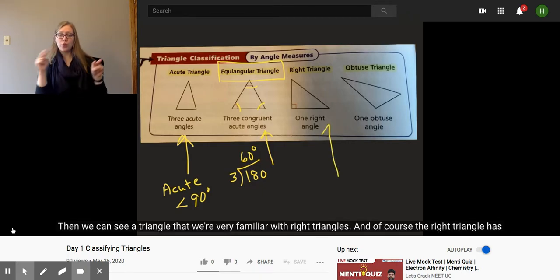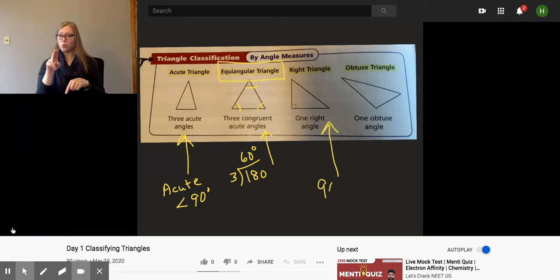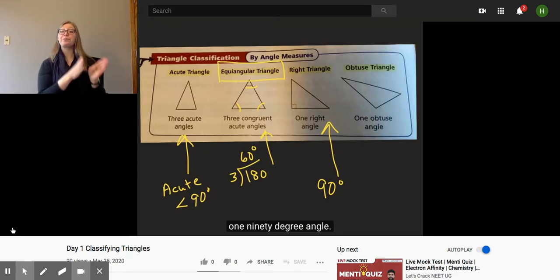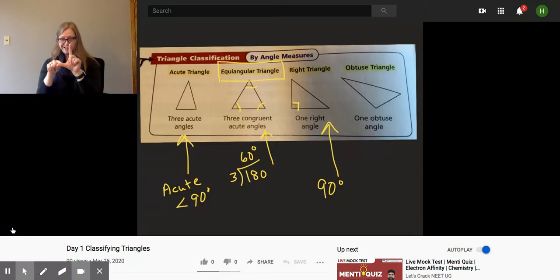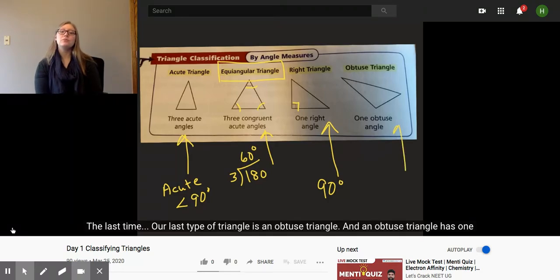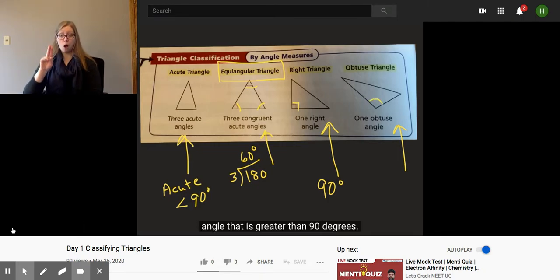Then we can see a triangle that we're very familiar with, right triangles. And of course, a right triangle has one 90-degree angle. And there it is. We designate it with that little square in the corner. The last type of triangle is an obtuse triangle, and an obtuse triangle has one angle that is greater than 90 degrees. So those are our four kinds of triangles.